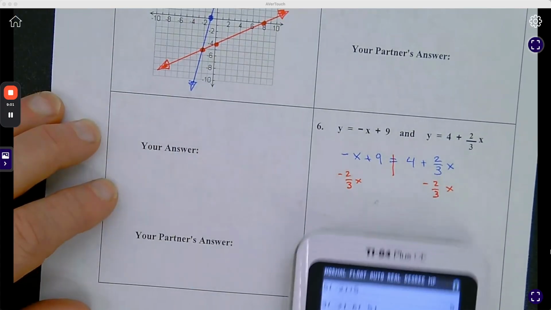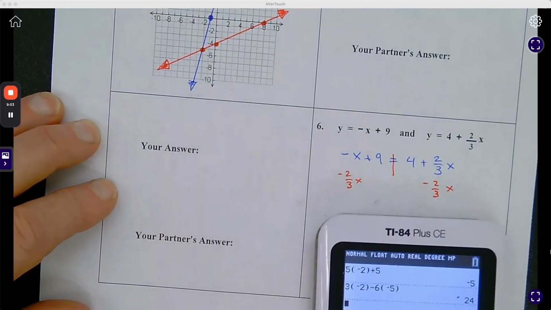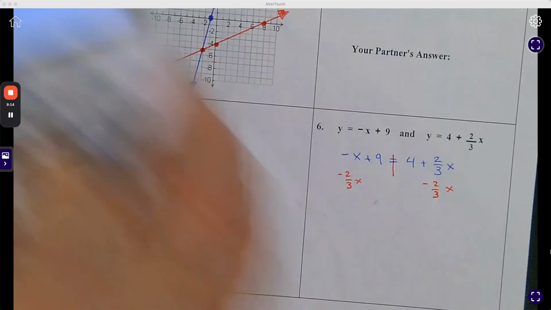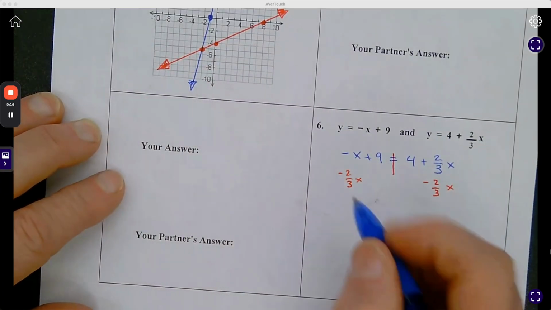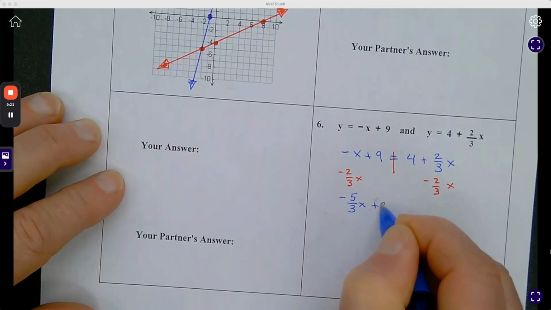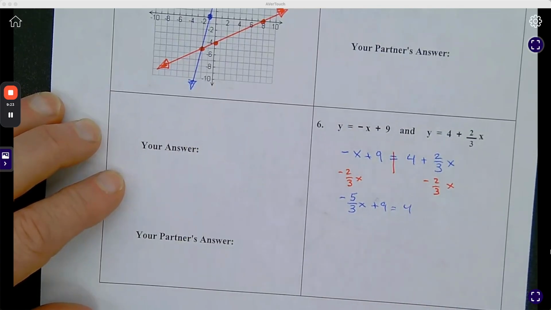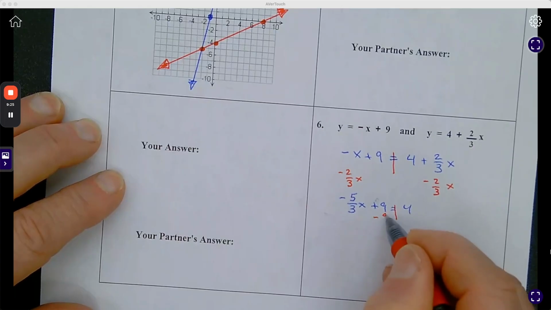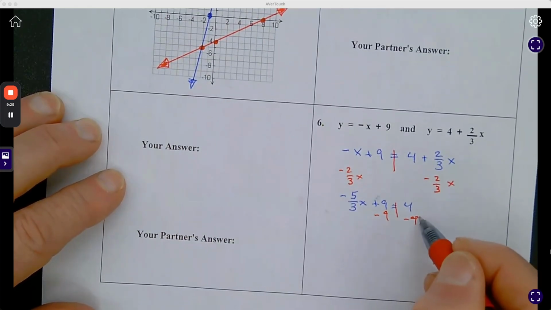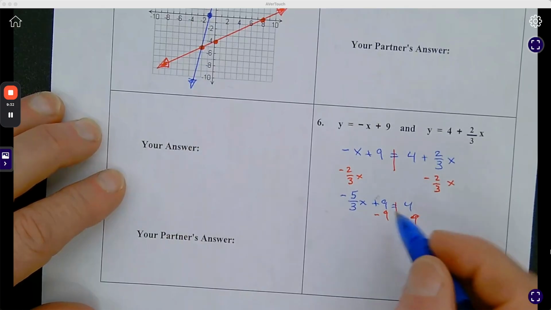I got to use my calculator on this one. So I'm going to do negative 1 minus 2 divided by 3. Cannot use that answer, so math frac. Negative 5/3. That's the number I'm going to use. Negative 5/3 x plus 9 equals 4. Now I'm going to move that 9 over. Positive 9 on this side becomes a negative 9 on the other side of the equal symbol. This goes to 0.